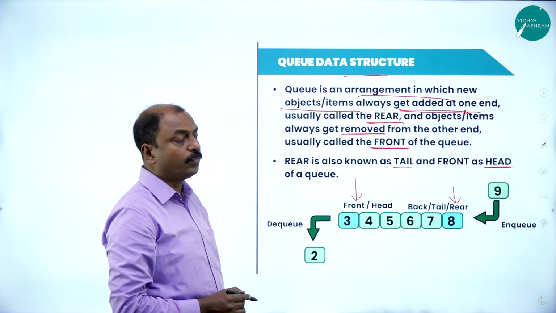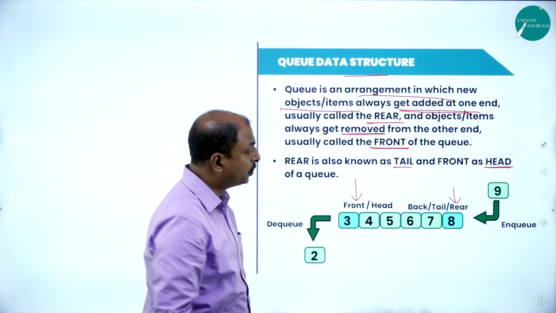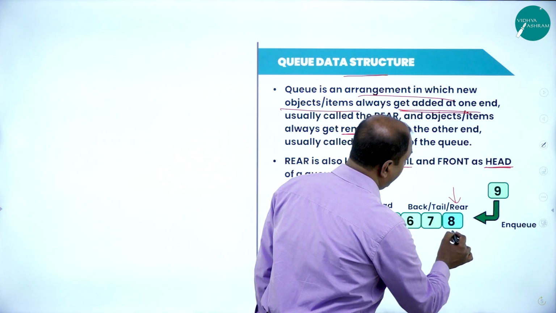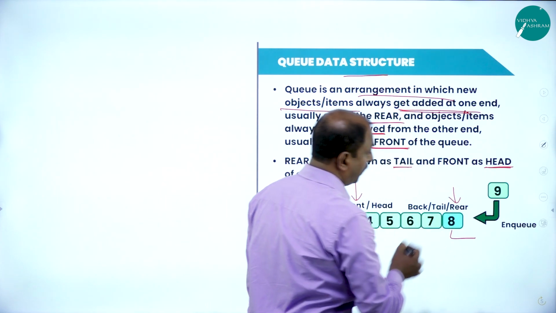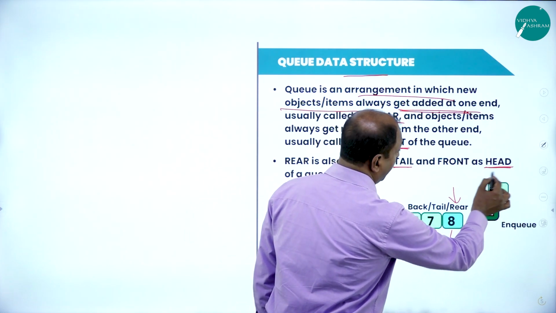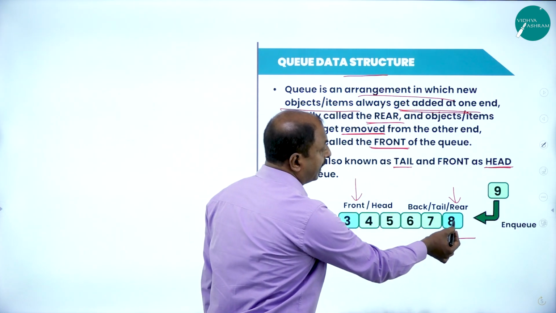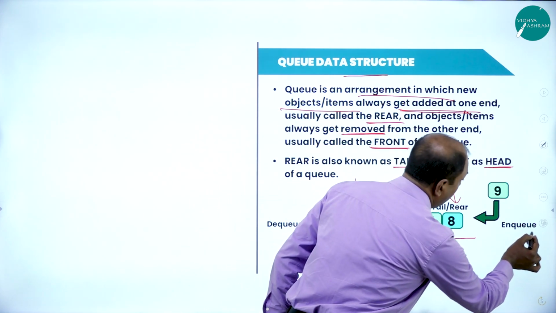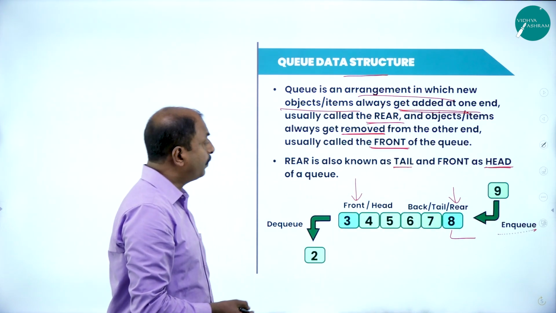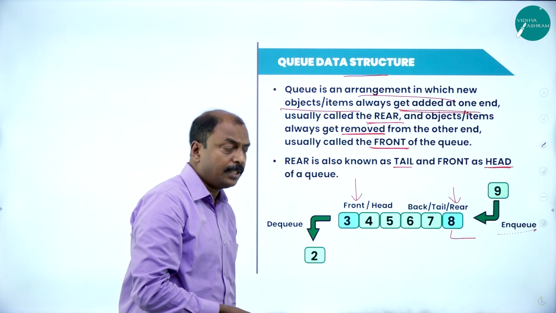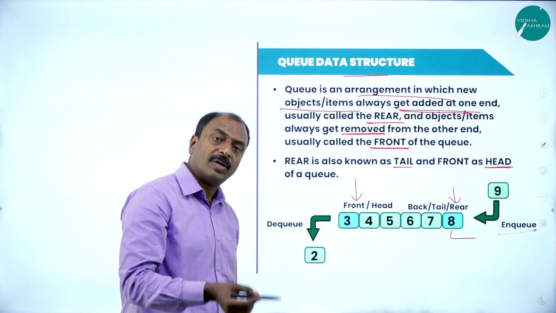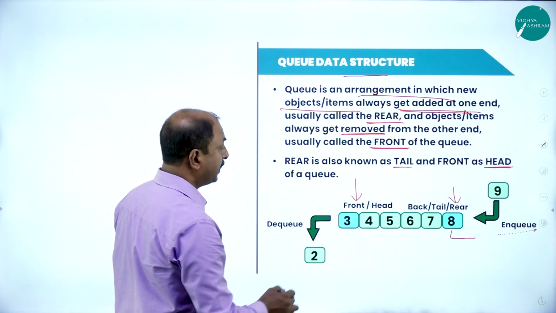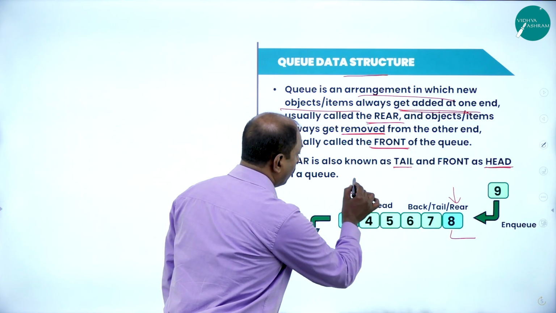If you want to add one more element, this is the place where we add it. For example, if I want to add 9, then 9 will be added at the rear pointer. That is another name, called NQ. And suppose I want to remove an element, deletion from the queue takes place at the front pointer.